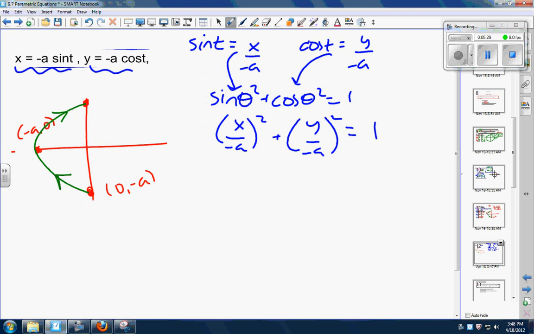When we square those negative a's, it's not going to change anything. And I'm just going to multiply across by the a right away. Okay, that defines a full circle.